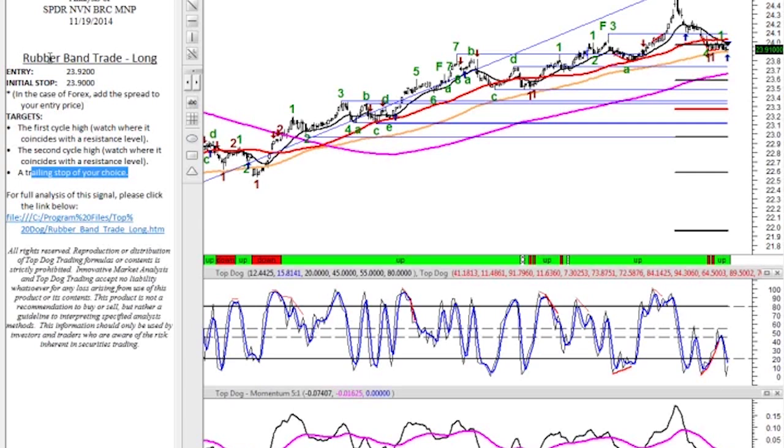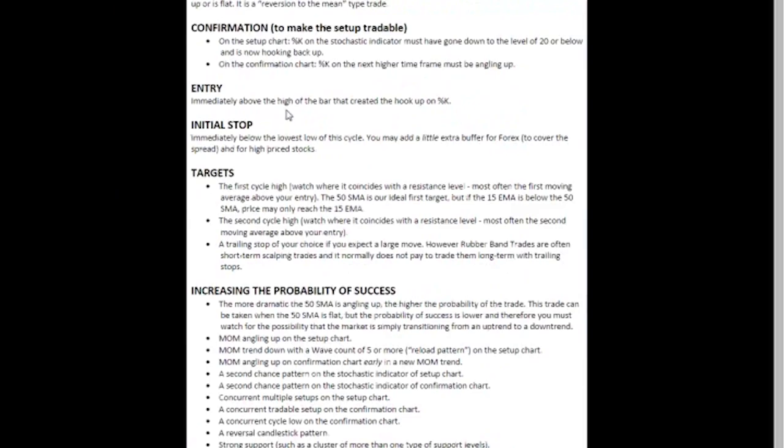But one of the other resources that we've got here says, for full analysis of this signal, please click the link below. And when I do that, that's going to open up an internet browser. I'm just dragging it on the screen, and we're going to give you a bunch of additional information about that setup and how to increase the probability of success, and some additional commentary that wouldn't fit that we wanted to put in here for you.